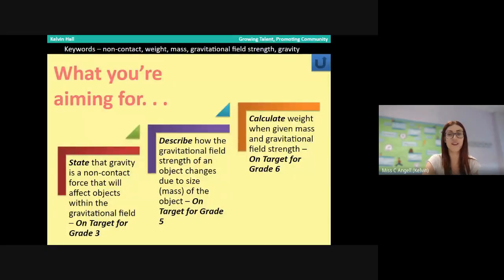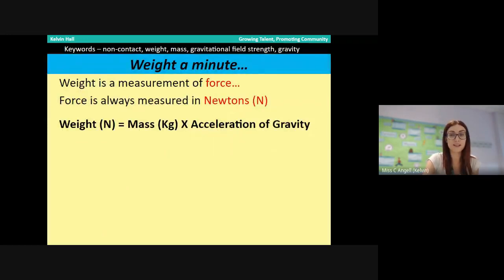How did you do, guys? That how is it measured question was quite tricky. How many did you get correct? Okay, great job. Look at this. On target for a grade 5, because we now know that it's gravity that is affecting the weight and not the mass. So, tricky part, let's work towards our grade 6.